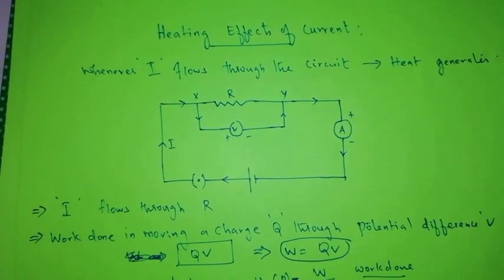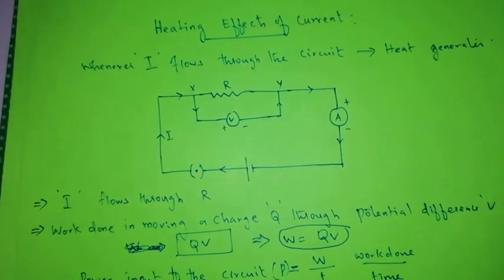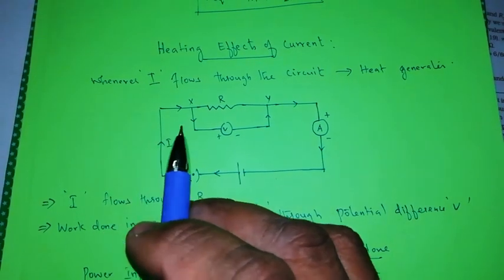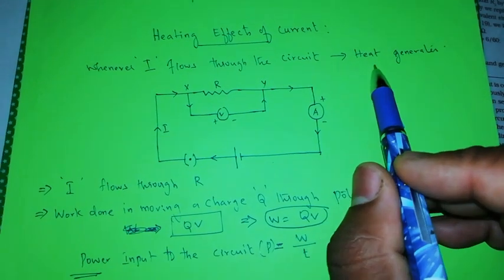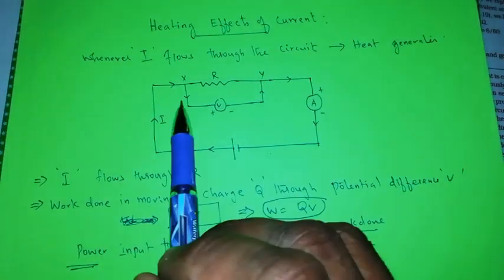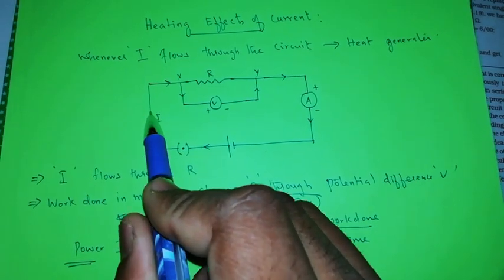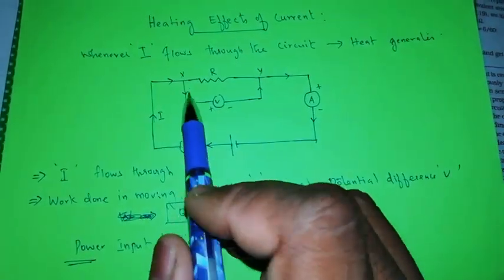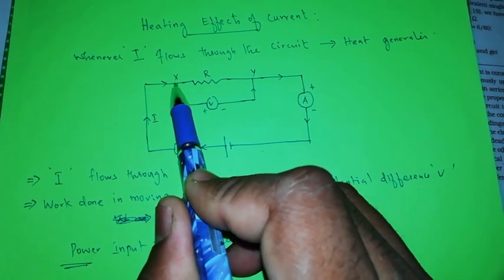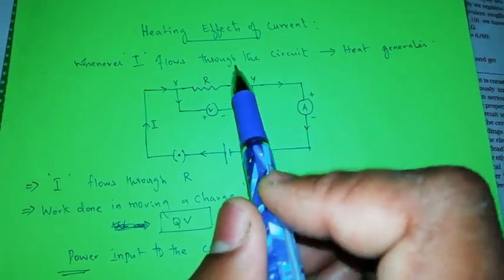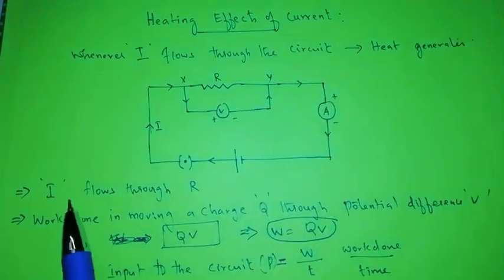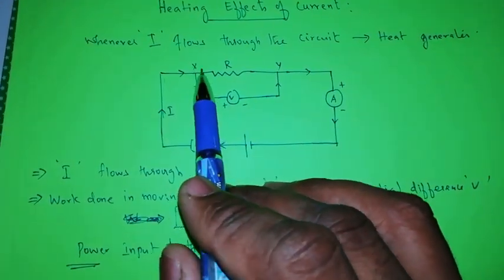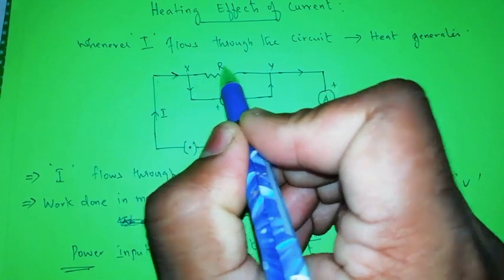Heating effect of current. What is actually the heating effect of current? Whenever current is flowing in a circuit, definitely heat will always be generated. When a current I moves inside the circuit and passes through a resistance R, definitely some amount of heat will be generated. That is what happens. So I flows through R.